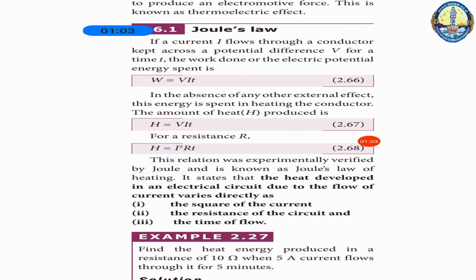In Joule's law, if a current I flows through a conductor kept across a potential difference V for a time t, the work done, or electric potential energy spent, is W equals VIt. In the absence of any other external effect, this energy is spent in heating the conductor.